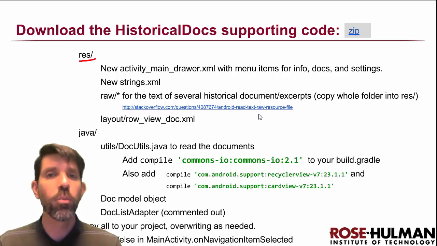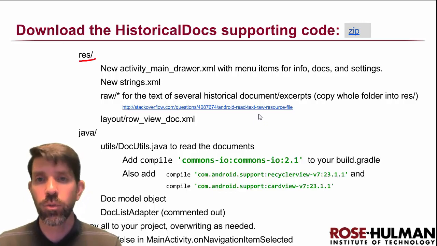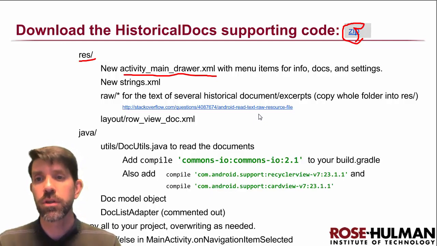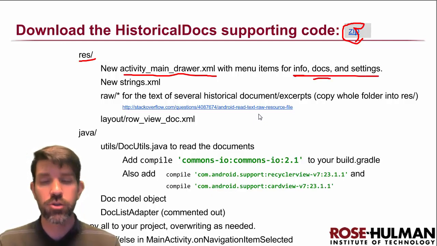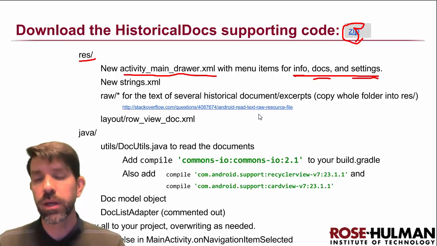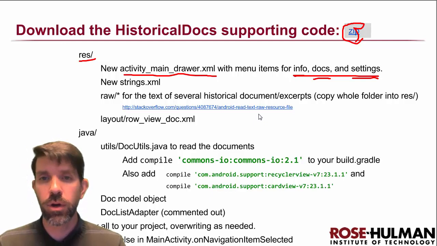So first of all, a whole bunch of layouts, right? Just so we can save time with those. This zip file right here contains a whole bunch of stuff. The first thing is that I'm going to give you a new drawer menu, right? That's just going to give us 3 items that we set up. We're going to have one for info, one for documents, the actual historical documents themselves, and then one for settings that we won't end up implementing, but it's just fun to see it as a menu item.